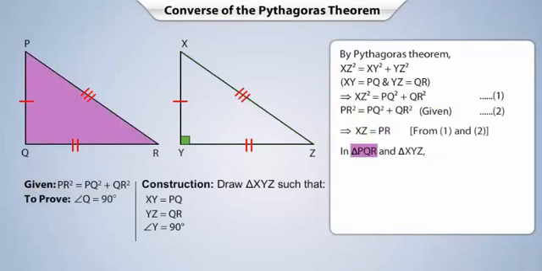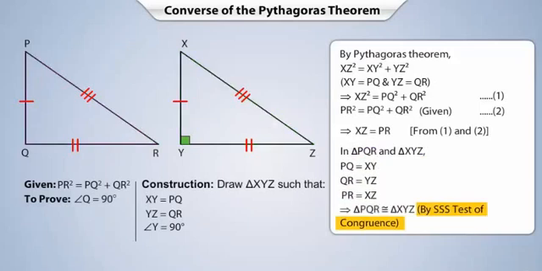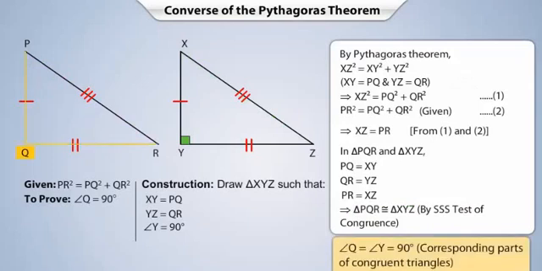In triangles PQR and XYZ, PQ is equal to XY, QR is equal to YZ, and PR is equal to XZ. Therefore, by the SSS criterion for congruency, triangle PQR is congruent to triangle XYZ. Since corresponding parts of congruent triangles are equal, angle Q must be equal to angle Y, which is equal to 90 degrees. This proves the converse of the Pythagoras theorem.